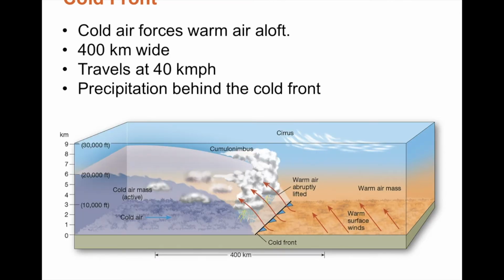So a cold front forces warm air aloft. Remember, the warm air always rises. As a cold front comes through, it travels up to 40 kilometers per hour, and there's precipitation behind the cold front. The cold front comes through, it forces the warm air up, which creates clouds that reach the dew point, condense the water, and rains in the warm area above the cold front.